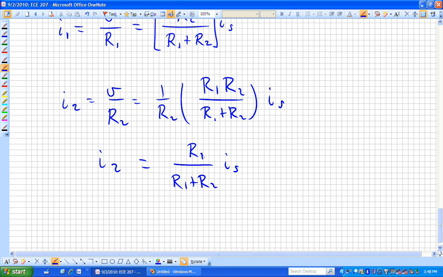In this case then, if R1 is bigger than R2, I2 is going to be bigger than I1. Does that make sense? Which is what we anticipated. Questions on current divider and voltage divider? Let's then move into node voltage analysis.